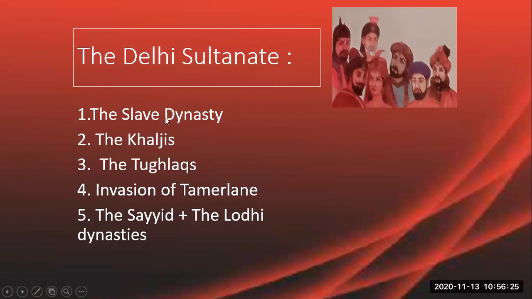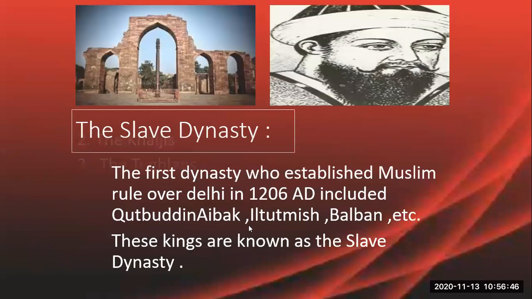Dynasty is the word that indicates a family of kings. If we talk about the Delhi Sultanate, there were a few dynasties: the slave dynasty, the Khaljis, the Tughlaqs, the invasion of Tamerlane, and the Sayyid and Lodi dynasties. So let's discuss them one by one. First of all, the first dynasty was the slave dynasty. We are talking about the Delhi Sultanate, right?